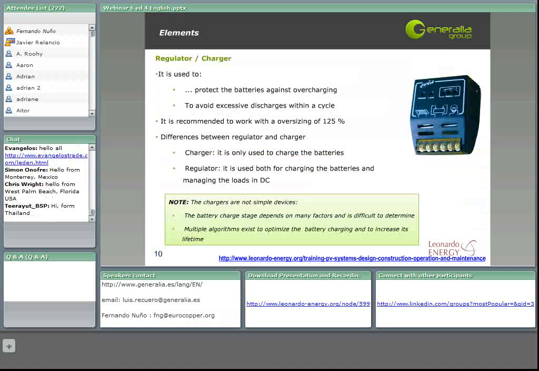We have to know that these are not simple devices. Sometimes we have seen proposals of PV installations without using these devices, as the panels already produce DC current and the batteries need this type of current. But we have to know that the battery charge depends on many factors, and this kind of device has multiple algorithms in order to optimize and protect the battery charging. It is very important to use them in our PV project.